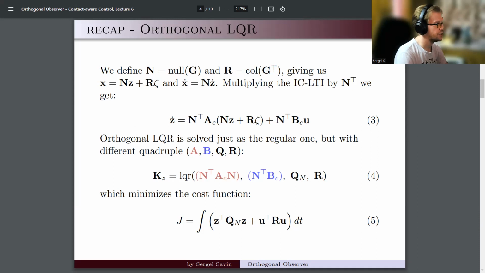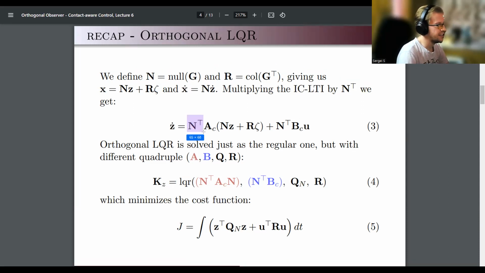Okay, so this was that. That is what we call orthogonal coordinates, right? It's an orthogonal method that we're going to use here. Okay, next step. We are continuing the recap. That is all from the last time. The next step was to multiply the dynamics by N transpose. Okay, that's what we did here and here and here. When we multiply x dot by N transpose, what we get is obviously z dot, right?